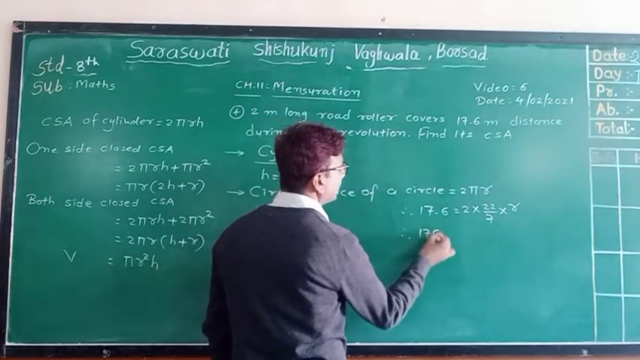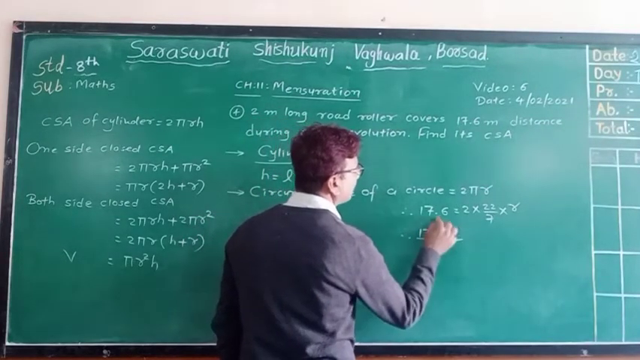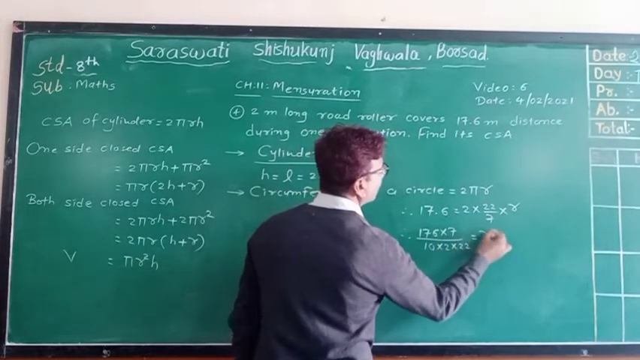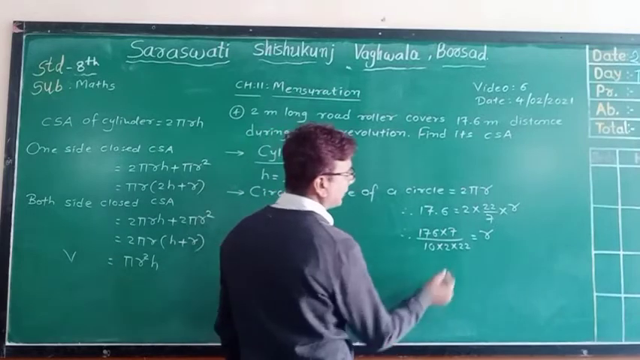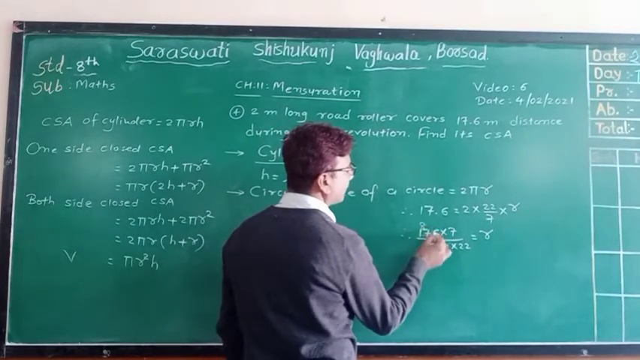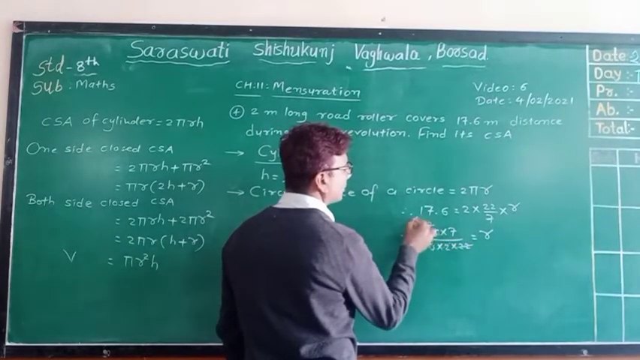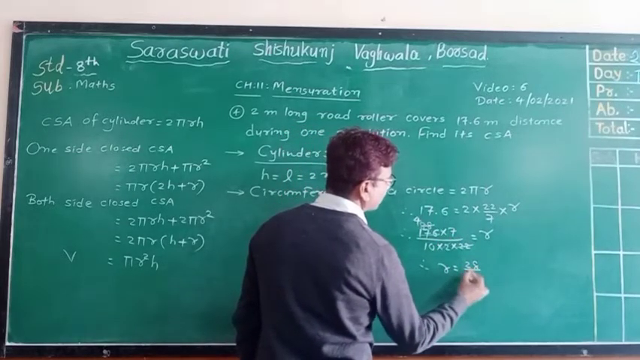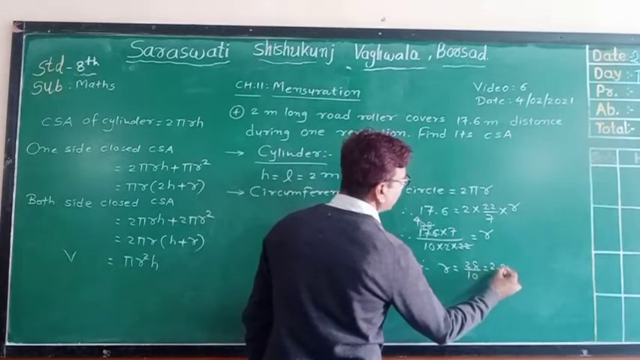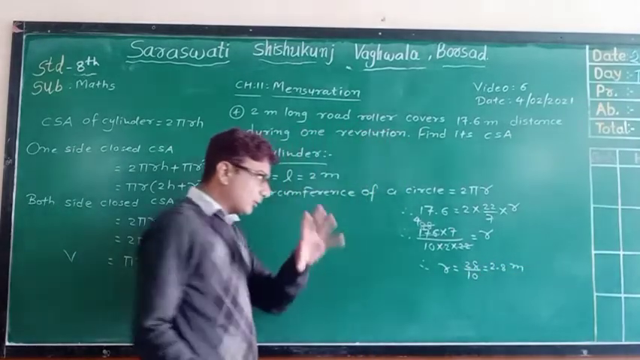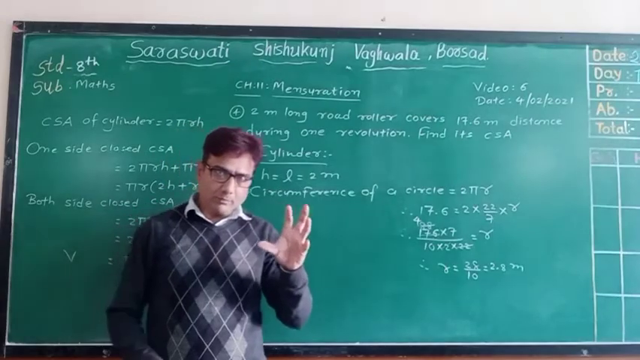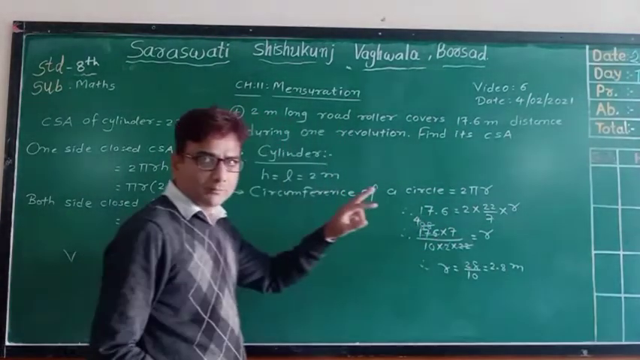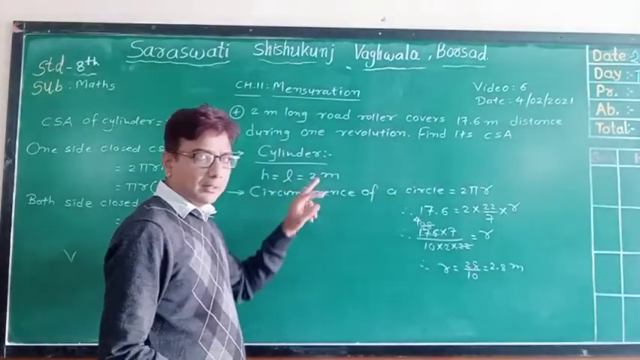Now 176 on the upper side, and 7 and 10 below. 2 into 22 equal to r. Let's see here: 2 8s are 16, 2 8s are 22 4s are, yes, 7 4s are 28 by 10. That means 2.8 meter. So the road roller front radius is 2.8 meter, and it is 2 meter long.